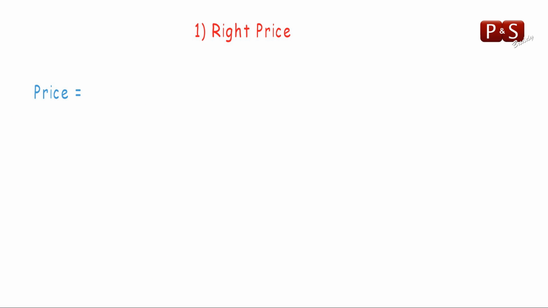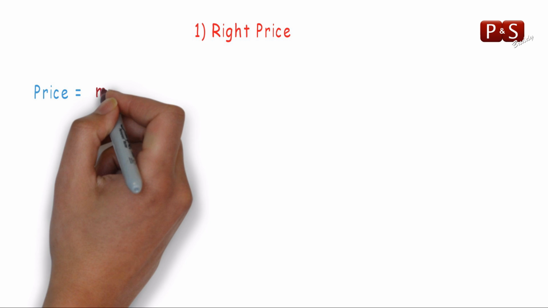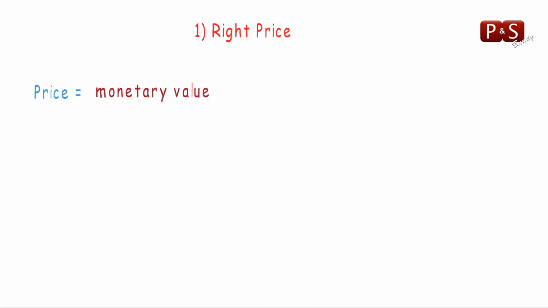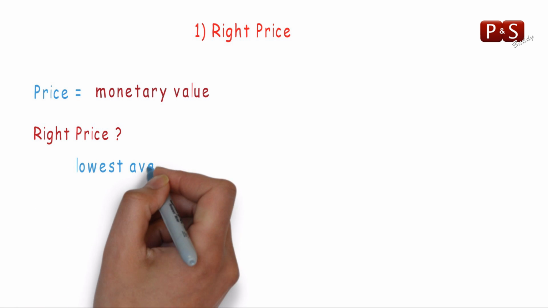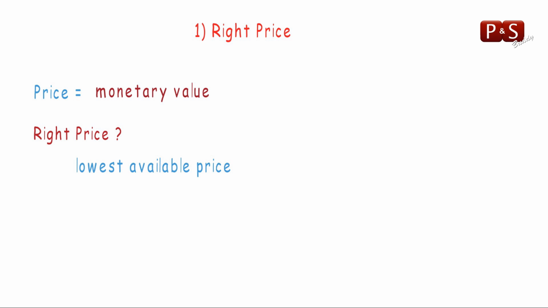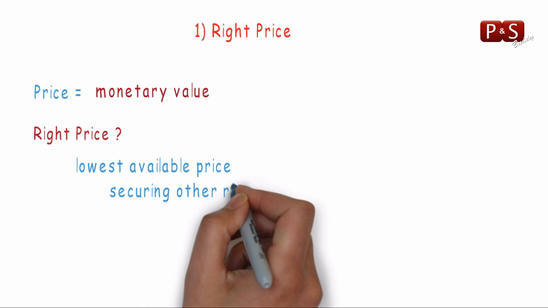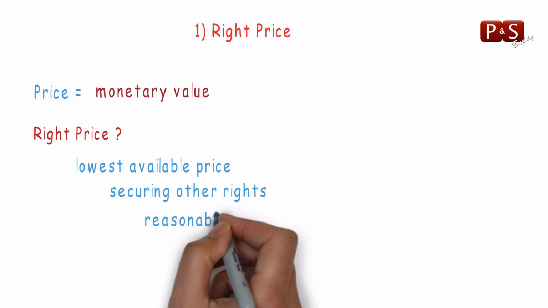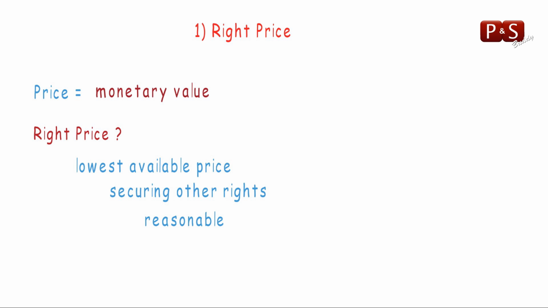First, let us see what is price. Price is what a supplier charges for goods or services he offers. Or we can say the monetary value of a product or service is price. What is the right price for a procuring firm? We know that the procuring firm will be trying to reduce its cost in order to make better profit. So in simple terms, right price is the lowest available price. But we know along with price, quality, quantity, faster delivery, etc. are also important. So in a better way we can say right price is the lowest price available, securing right quality, quantity, delivery and timing. A reasonable price, securing other rights and thereby ensuring overall better value.